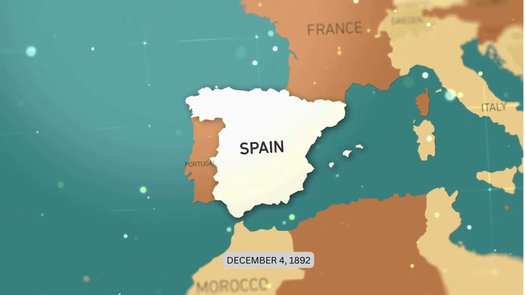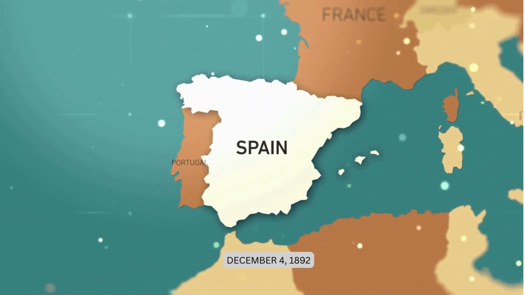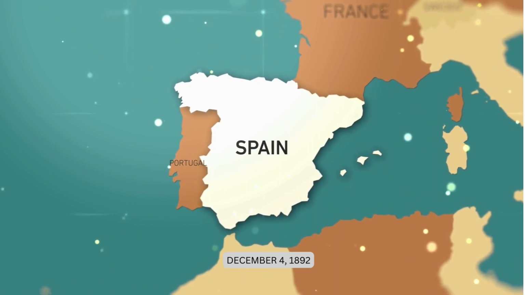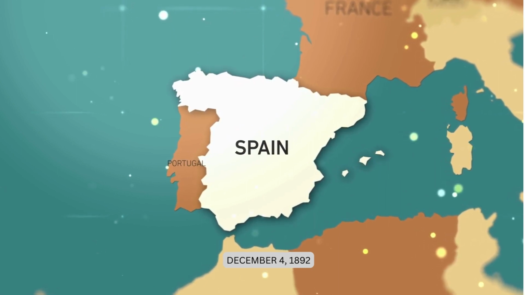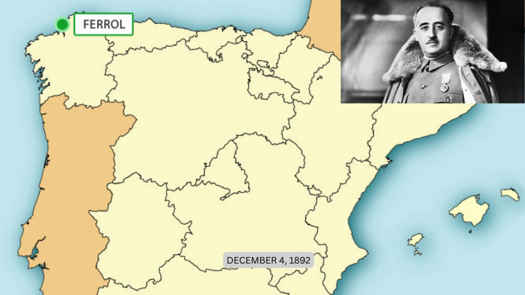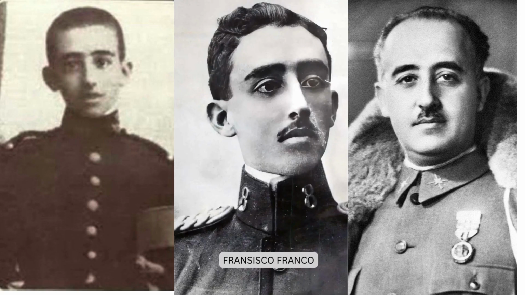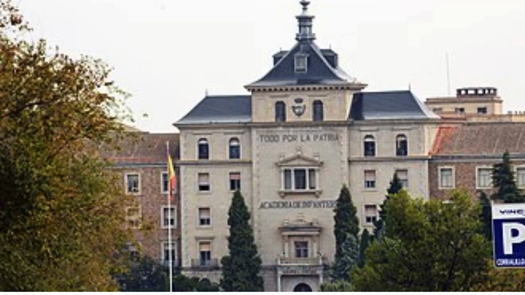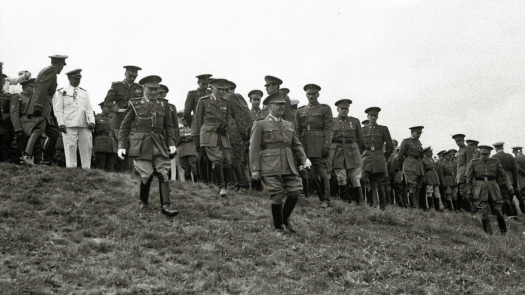When the date showed December 4th, 1892, in the northwest of Spain, in the coastal city of Ferrol on the Atlantic Ocean, a son was born to a family of Andalusian descent, Francisco Franco. Since childhood, Franco's goal was to join the Spanish Royal Navy. Although he failed to achieve this, he entered the Toledo Infantry Academy in 1907, and graduated successfully in 1910.